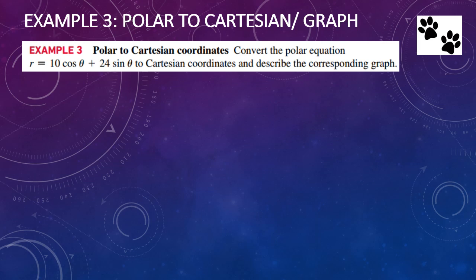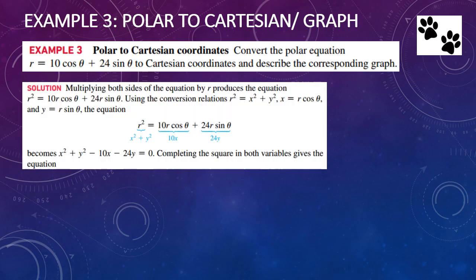Let's look at a conversion from polar to Cartesian and see what happens with the graph and what shape it creates. Example 3: convert the polar equation r equals 10 cosine theta plus 24 sine theta to Cartesian coordinates and describe the corresponding graph. If we multiply both sides of the equation by r, this produces the equation r squared equals 10r cosine theta plus 24r sine theta.